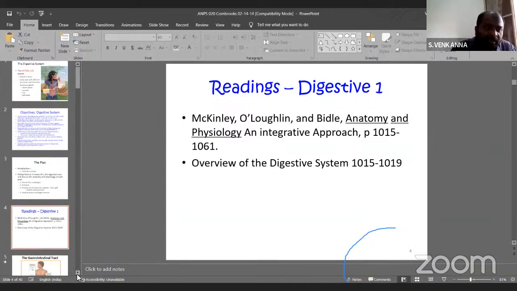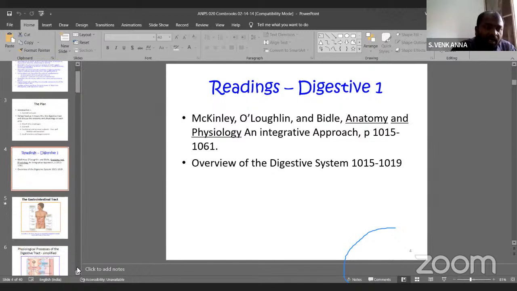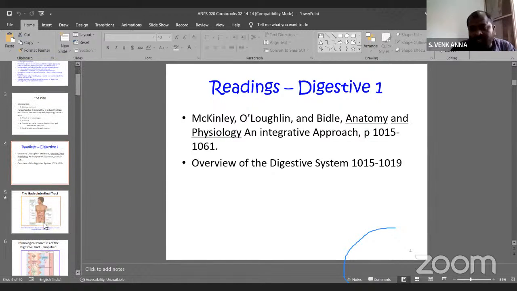So, see the next slide and observe the complete structure.